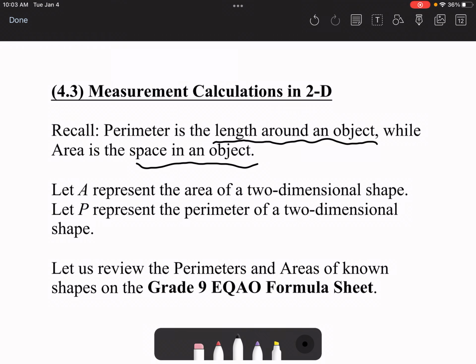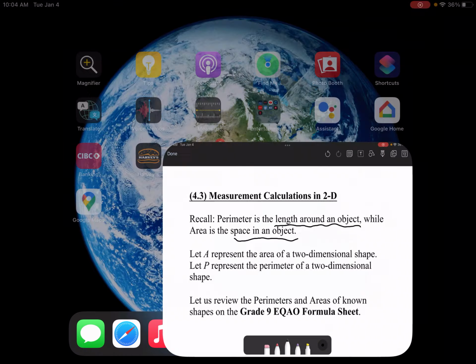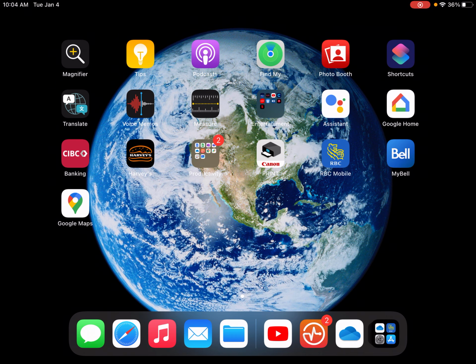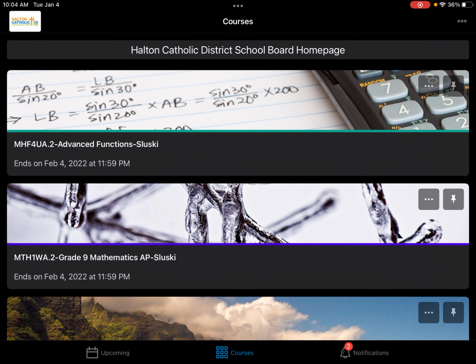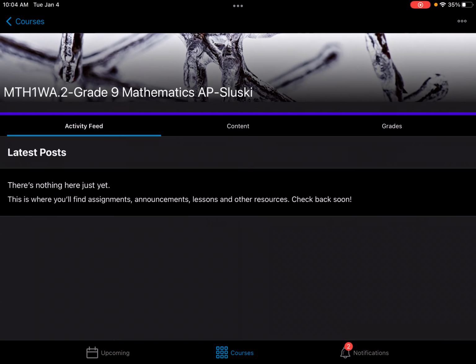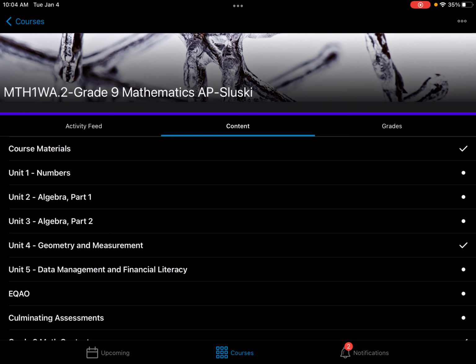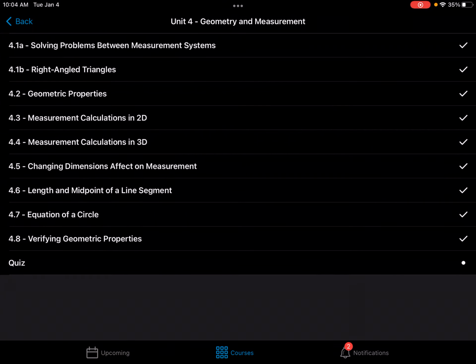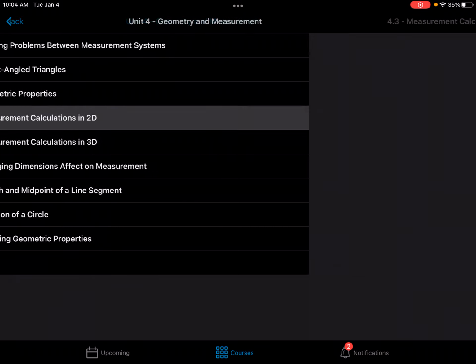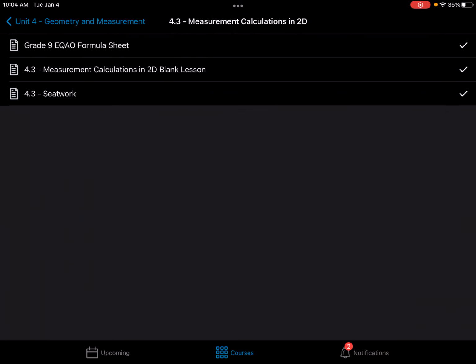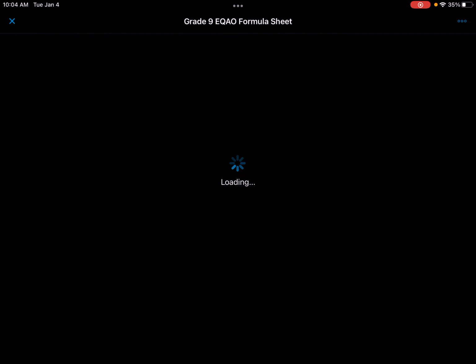Now let's look briefly at some perimeters and areas that you should know from the grade 9 EQAO formula sheet. So I'm going to look at this on my iPad here with you. We're going to go to the courses here. We're going to look at our course specifically under content. Going to Unit 4, Geometry and Measurement. And we're looking at lesson 4.3. So in 4.3, you will see the grade 9 EQAO formula sheet. So we're going to open this right here.